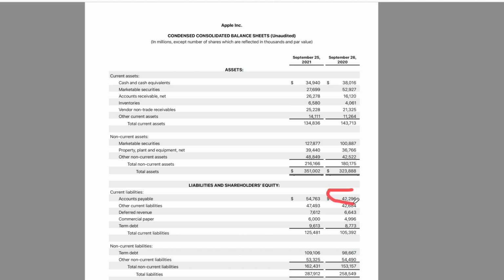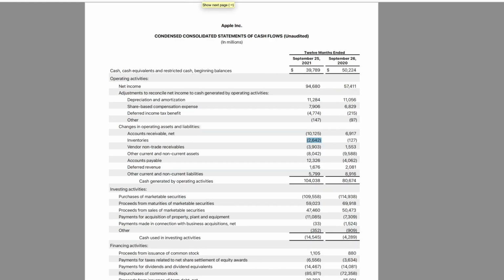Last but certainly not least, if you look at accounts payable, last year Apple had $42 billion outstanding of accounts payable. This year, 2021, they have $54 billion. So basically, they increased accounts payable from 2020 to 2021. Anytime there's an increase in accounts payable, you're basically borrowing more money from suppliers. So this is a cash inflow to your business.